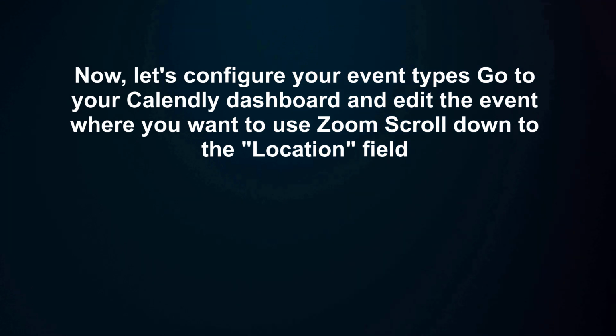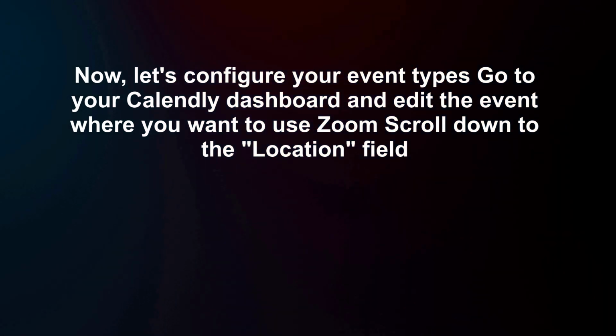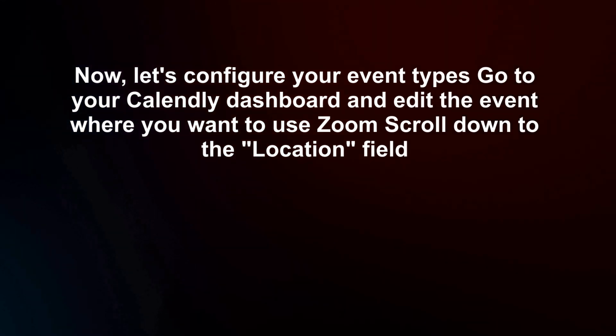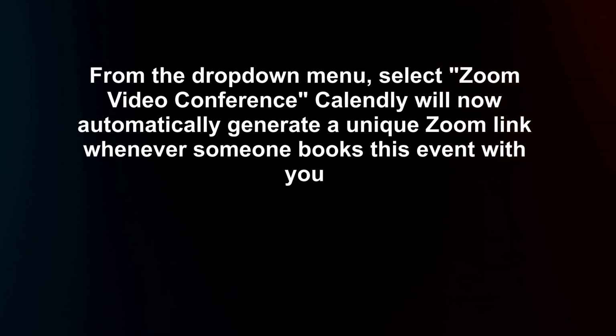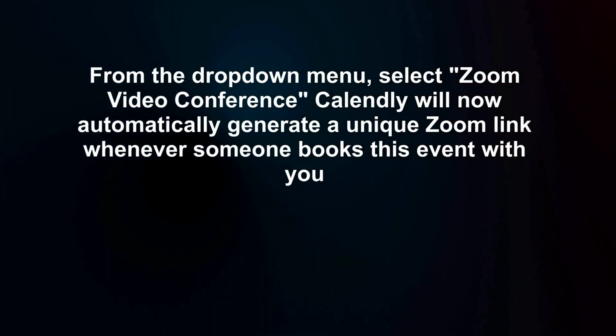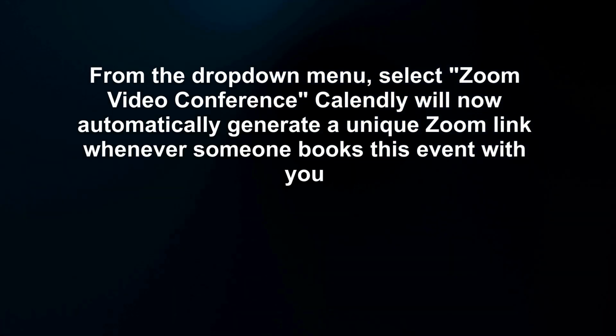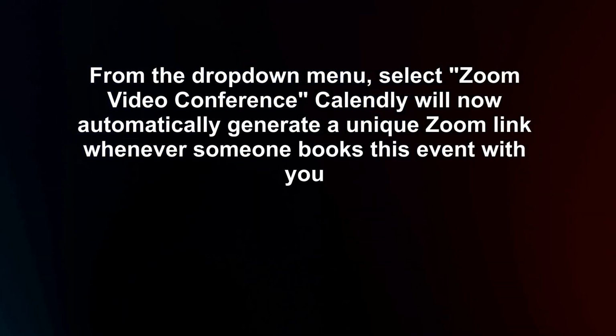Congratulations. Now, let's configure your event types. Go to your Calendly dashboard and edit the event where you want to use Zoom. Scroll down to the location field. From the drop-down menu, select Zoom Video Conference. Calendly will now automatically generate a unique Zoom link whenever someone books this event with you.